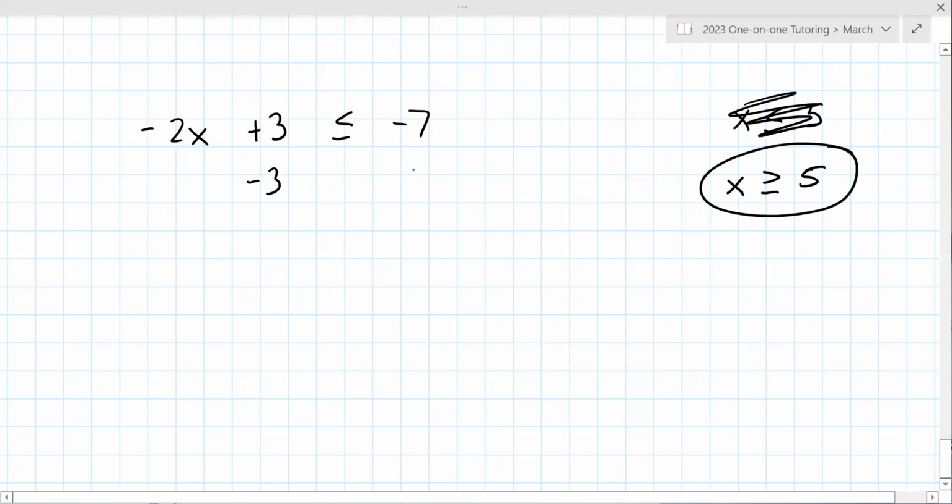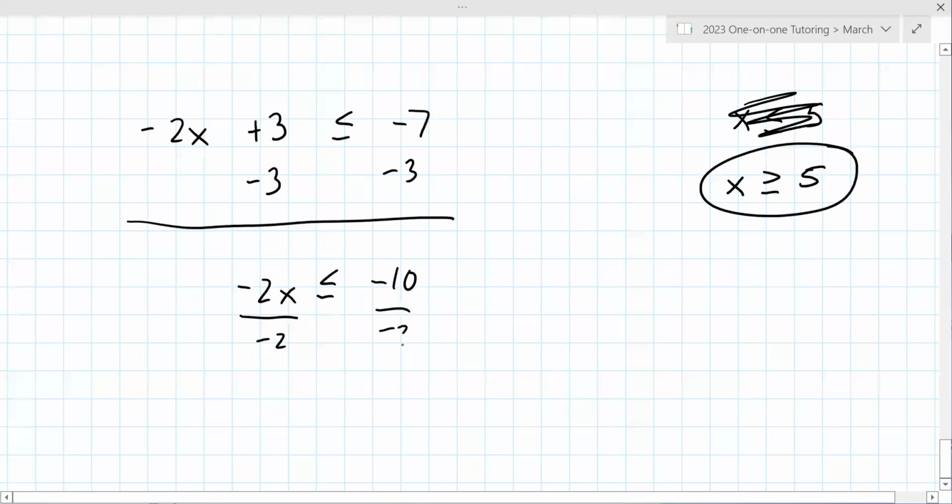Greater than or equal to 5. Subtract 3 from both sides. Minus 2x less than or equal to minus 10. Divide by -2. So x is greater than or equal to 5. Yes. Okay.